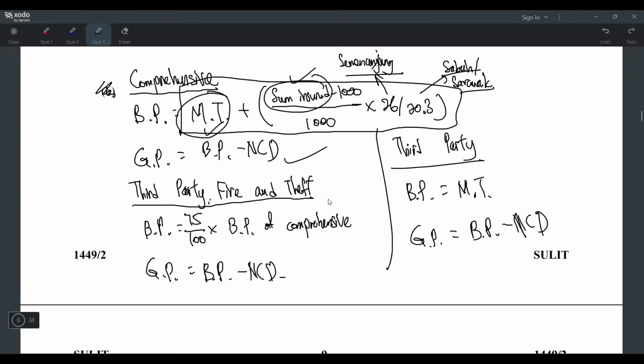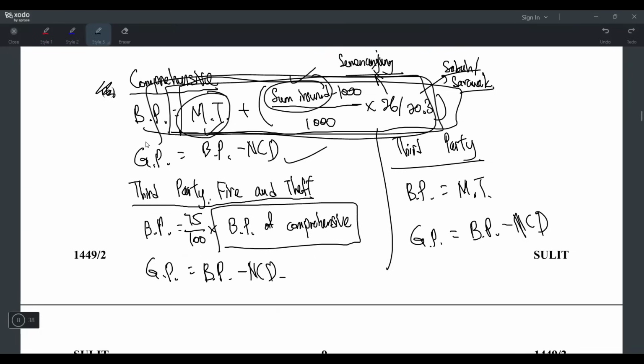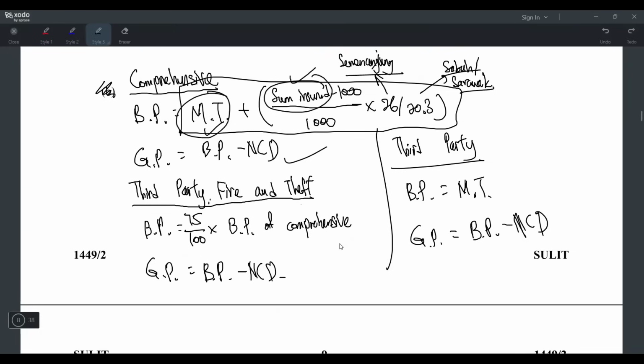Now for third party fire and theft, which is what we have to do later, because the soalan asked for third party fire and theft, you have to take 75% times the basic premium of comprehensive. But how to find the basic premium of comprehensive? Like this one lah. This is the basic premium of comprehensive. It means kalau dia tanya third party fire and theft, you have to do this step also. Because if you tak buat step ni, then you tak boleh darab 75%, because you want to do this first lah, then only you can darab 75% to get the basic premium for third party fire and theft. And then for the gross premium, just minus NCD.